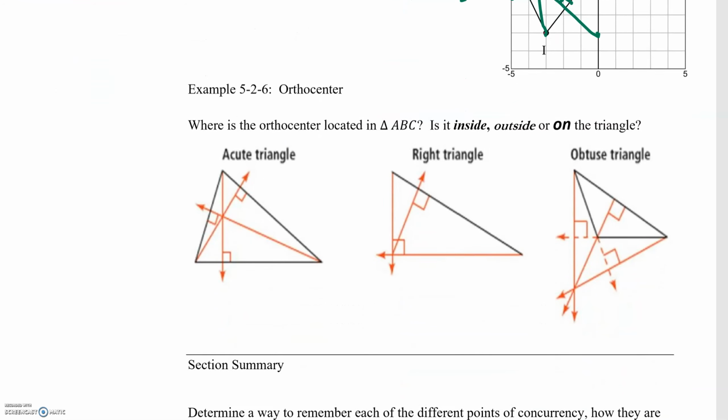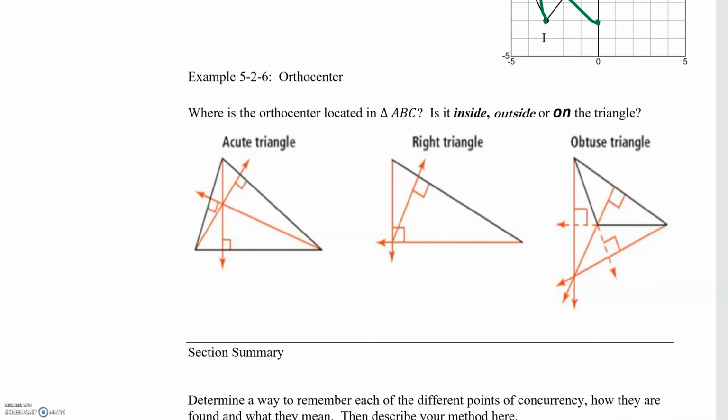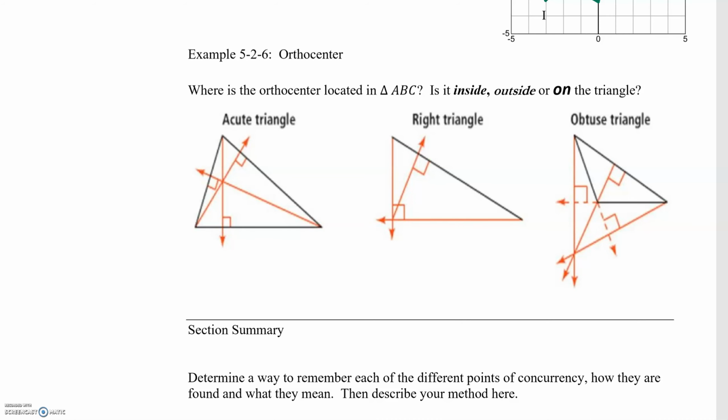So, orthocenter. Where is the orthocenter located on triangle ABC? Is it inside, outside, or on? Well, if it's acute, it is inside, as we can see here. If it is a right triangle, all of them meet right there at the right angle, so it is on. And then if it is obtuse, we're all the way out here, so we are outside.